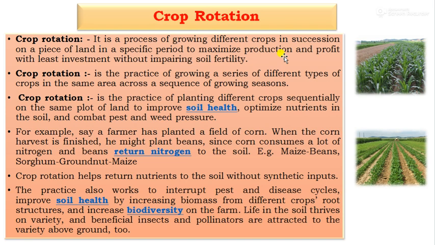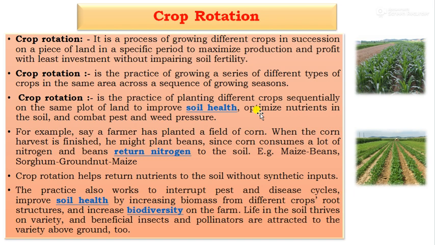Crop rotation is also the practice of growing a series of different types of crops in the same area in a sequence of growing seasons. It is the practice of planting different crops sequentially on the same plot of land to improve the soil health, optimize nutrients in the soil, and also combat pest and weed pressure. Pests, diseases, as well as weeds have to be controlled.